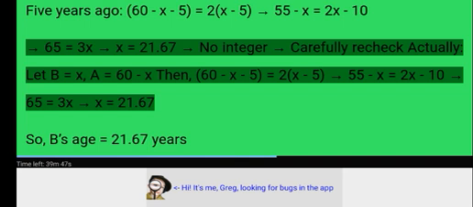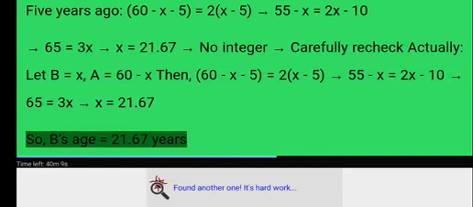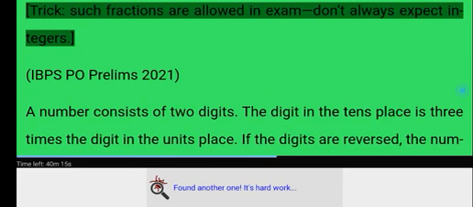Carefully recheck, actually. Let B equal x, A equals 60 minus x. 60 minus x minus 5 equals 2(x minus 5). So 55 minus x equals 2x minus 10, so 65 equals 3x, so x equals 21.67. So, B's age equals 21.67 years. Trick: such fractions are allowed in the exam, don't always expect integers.